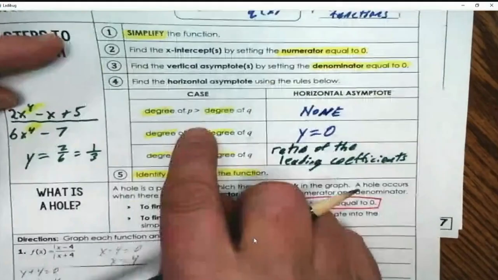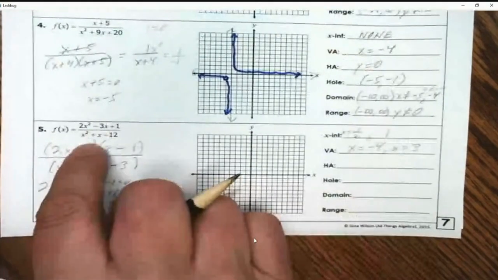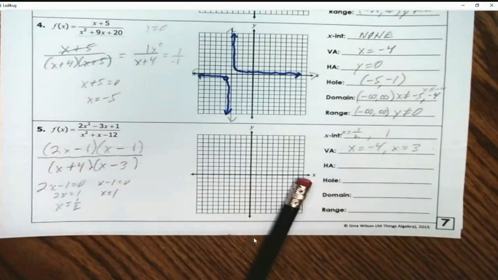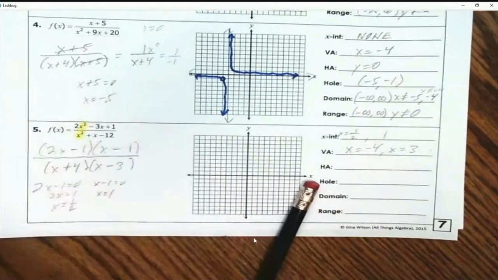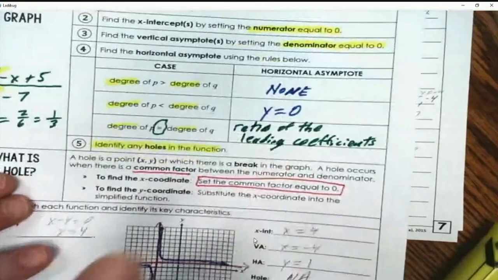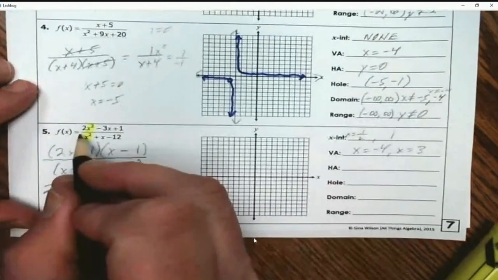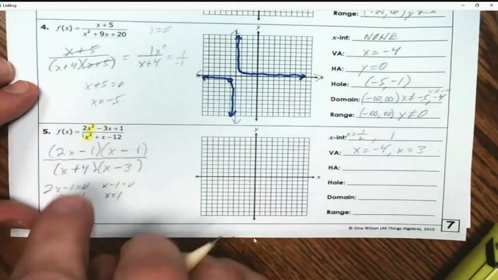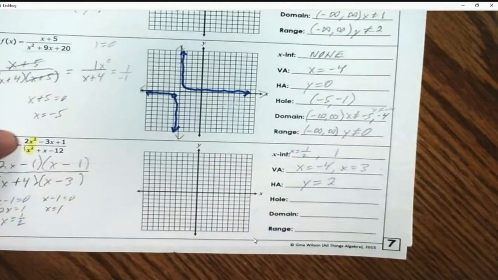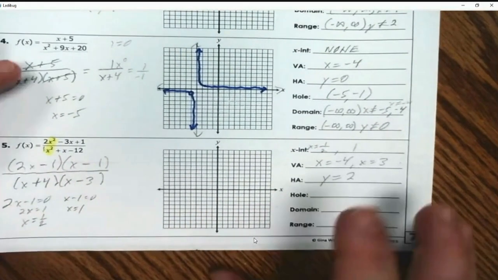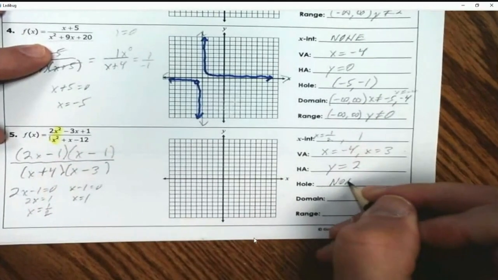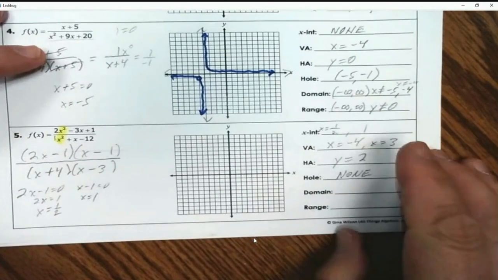Now the horizontal asymptote, the degrees, they're both x squared. These are the same. They're equal to one another. So when they're equal to each other, it's the ratio of the leading coefficients. 2/1. This has a coefficient of 1. So our horizontal asymptote is at y equals 2, because that's what 2/1 is. Is there a hole? No, these are all different. None. No hole.